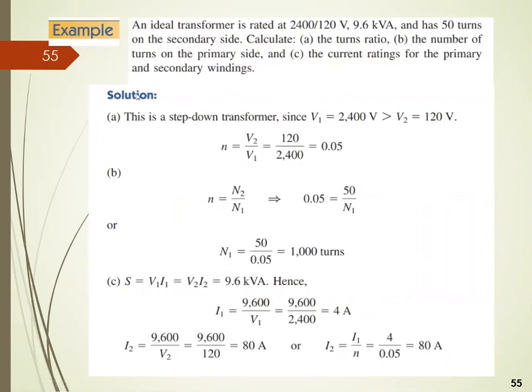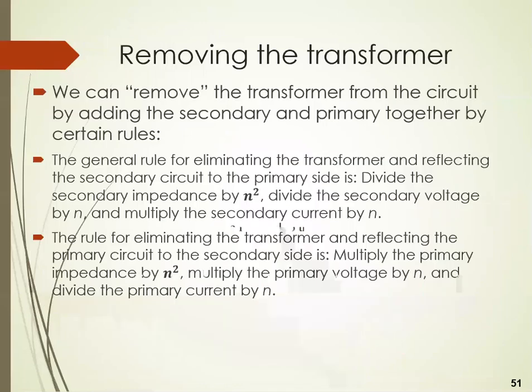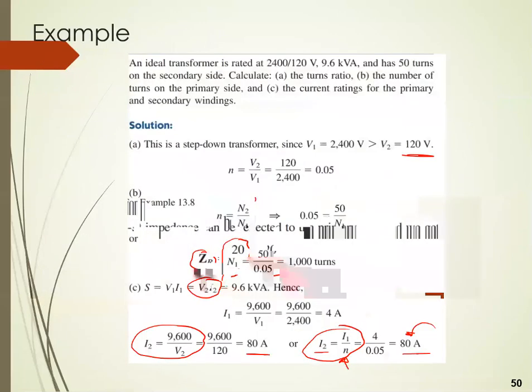All right, let's look at one more here. On this one, well, this is the same one we did before. We already did this one. This is the one with the ideal transformer rated at 2400/120. So this is the same example we did before, so I don't think we have to do it again. It's right here.